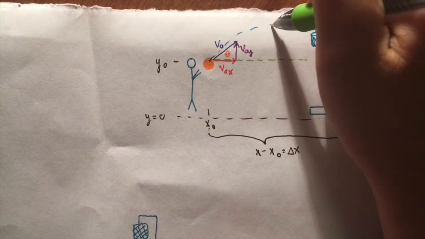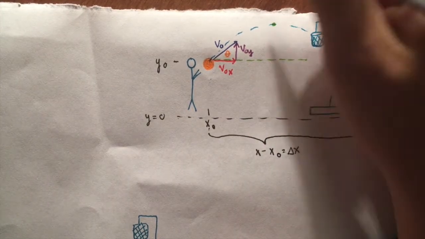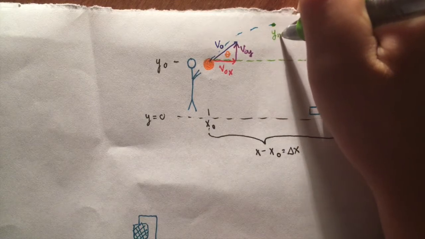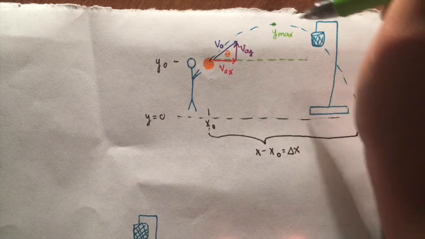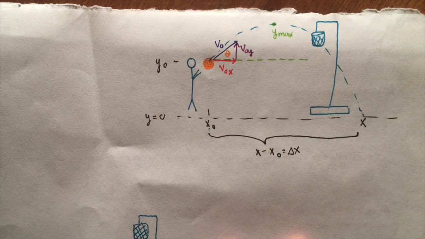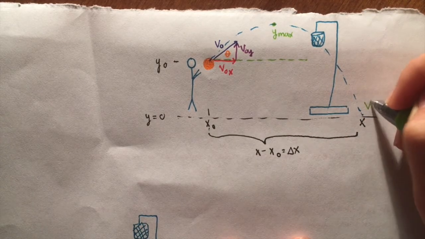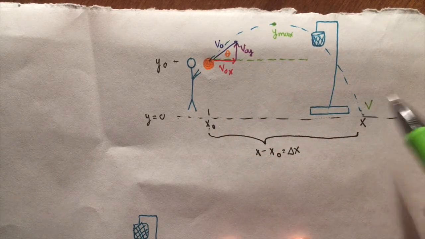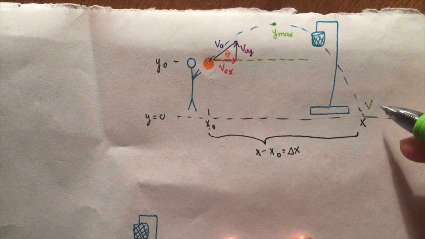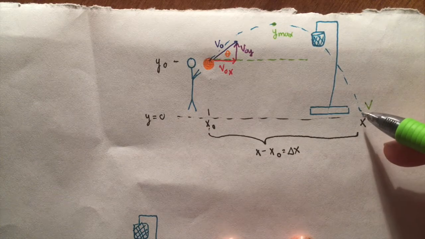The ball's going to hit a maximum height. We're going to call that y max, and that is the maximum vertical displacement. And right before the ball hits the ground, the ball is going to have a speed v. Notice this one was v0, initial speed, and this one's just v for final speed. And that is the speed right before the ball hits the ground.